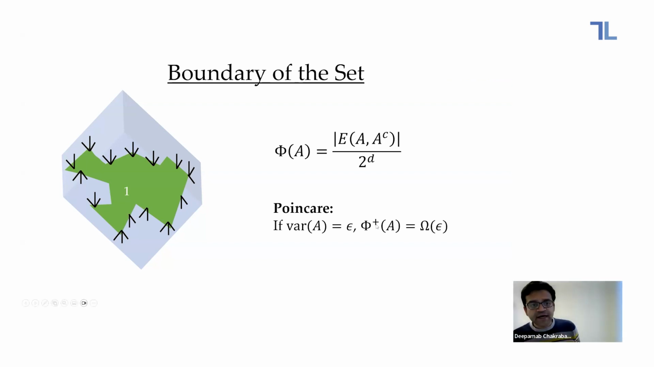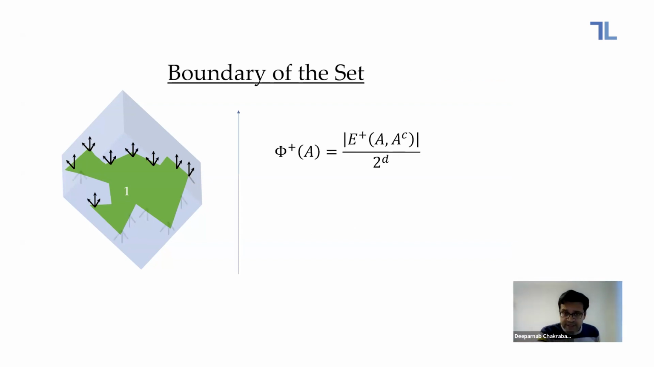This should be phi of A. If the variance of A is large, you should think of this as balanced: the fraction of zeros is a constant, and the fraction of ones is also a constant. If that is true, then this quantity phi of A, not phi plus, but phi of A, is also a constant. So there are lots of edges crossing the boundary. That's the Poincare statement.